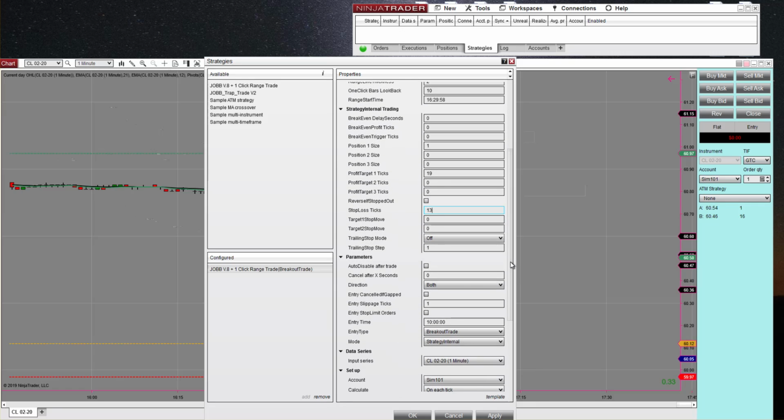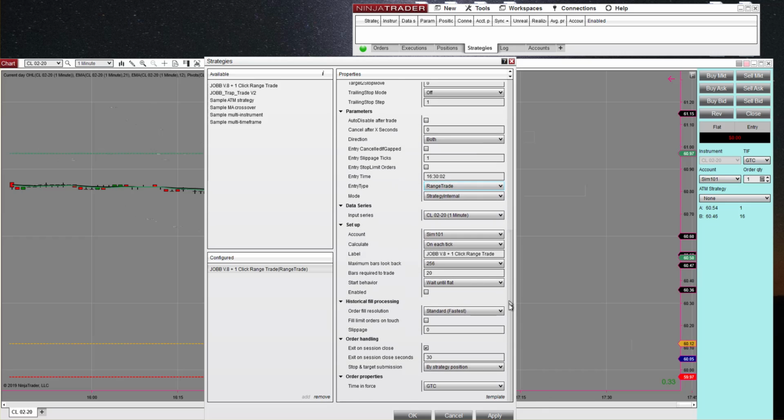I scroll down, and now the key other time entry is I've got the starting time of the range. Now I have the time where my software will put my orders on the chart. 16:30, 4:30 Eastern Time, and 2 seconds, 02. I then tell my software what type of entry this is going to be. It's a range trade, and I'm all set. That's all I have to do to set the trade up.